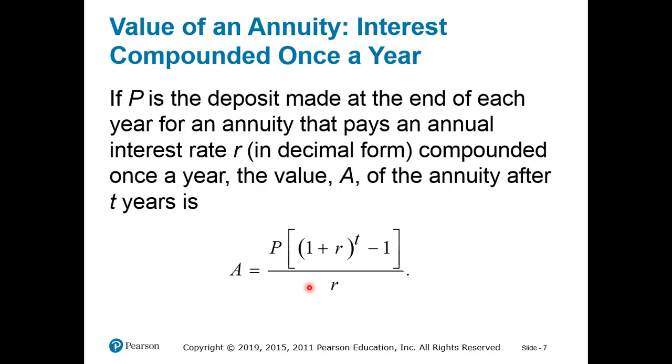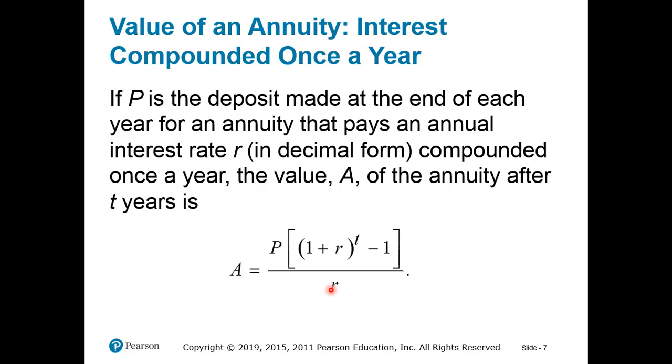Okay, so if P is a deposit made at the end of each year for an annuity that pays an annual interest rate of R, which again you're going to put in decimal form, compounded once a year, the value A of the annuity is this. Okay, so this is the formula. It's going to be P times this whole thing: (1 plus R) to the T, minus 1, over R.